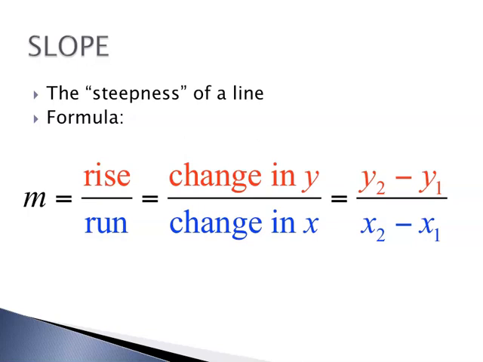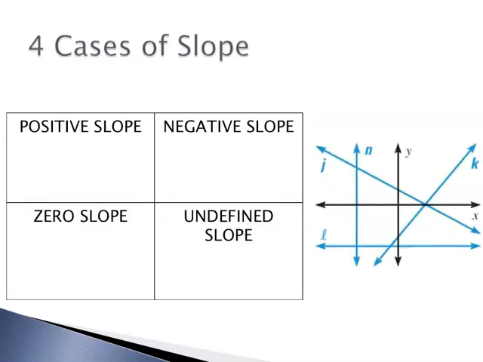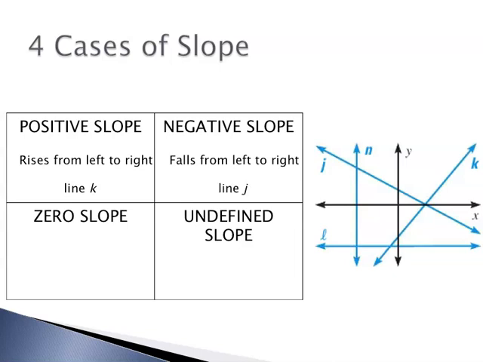Now there are 4 different cases of slope that you may find. First, you might have a positive slope that rises from left to right, so for example line K. Or you can have a negative slope, so that falls if you're going from left to right, so that would be line J. You could have zero slope. That simply means that you have a horizontal line, which in this case is line L. Or you can have an undefined slope, which is simply a vertical line, and in this case that would be line N.